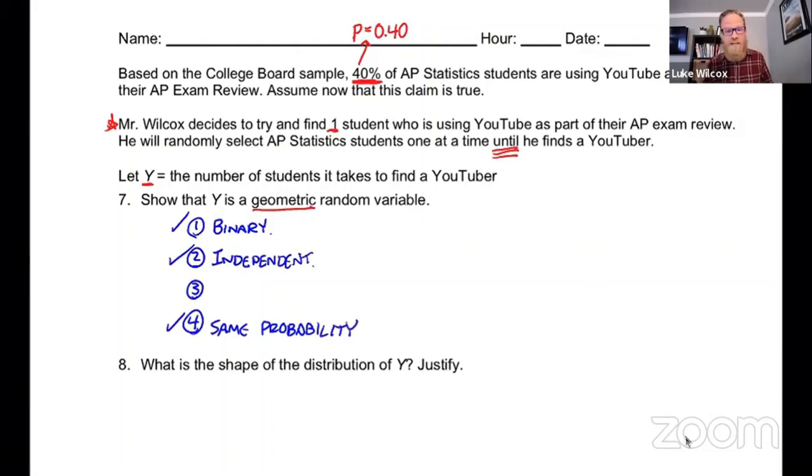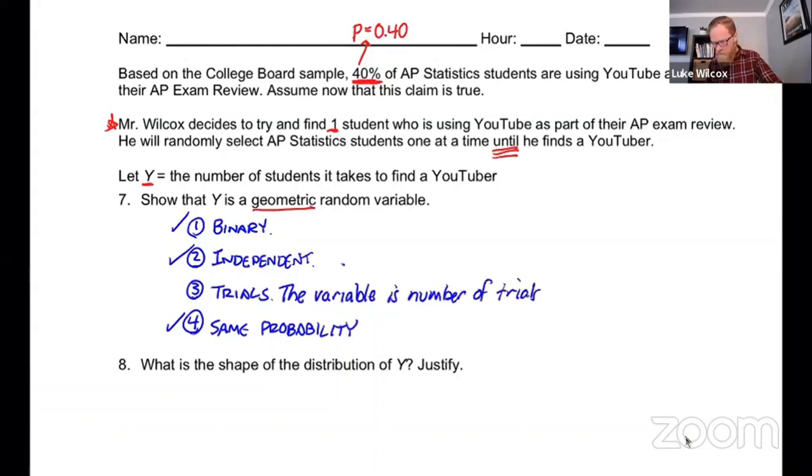So the condition that's different is condition number 3, which I'm going to write as the trials condition. And what it says is that the thing we're measuring here, the variable, is the number of trials until a success. So we do not have a fixed number of trials here. We are looking for the number of trials until we get that first success. And so this right here is the condition that makes a geometric random variable different than a binomial random variable.